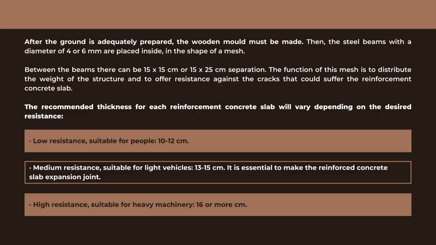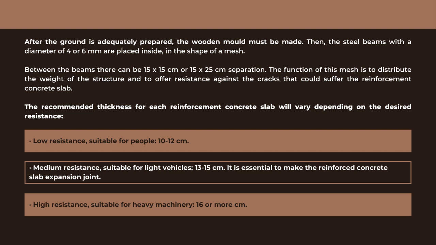After the ground is adequately prepared, the wooden mold must be made. Then, the steel beams with a diameter of 4 or 6 millimeters are placed inside, in the shape of a mesh. Between the beams, there can be 15x15 centimeters or 15x25 centimeters separation. The function of this mesh is to distribute the weight of the structure and to offer resistance against the cracks that could affect the reinforced concrete slab.